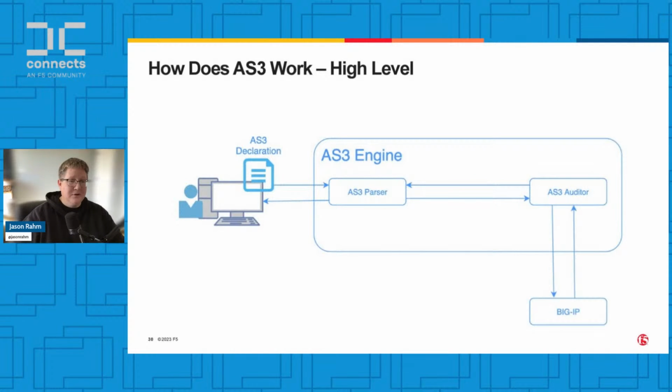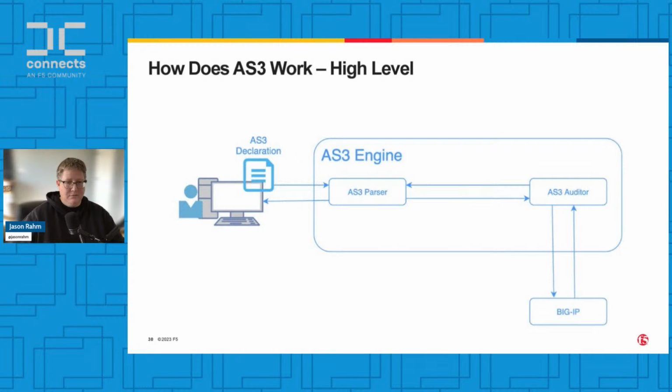So basically, you make a declaration on your computer or in your automation servers, whatever, and then you send that declaration to the AS3 engine. That AS3 engine will parse that JSON, and then once it goes through the parsing of it, it will go to an auditing stage: what needs to be done, what can be done, and then it sends that down to Big IP from a standpoint of the configuration daemons. That's at a very high level what AS3 is doing. And of course this declaration is sent across HTTPS. You'll send it across a TLS connection to your Big IP.